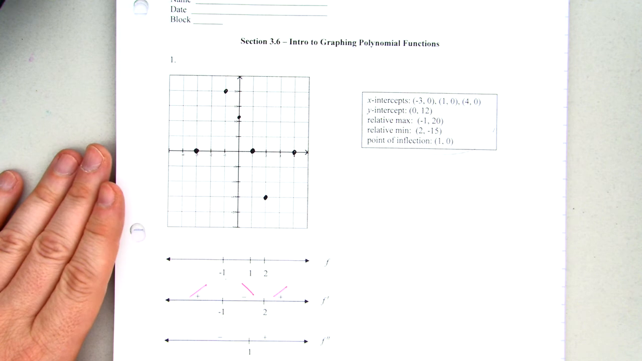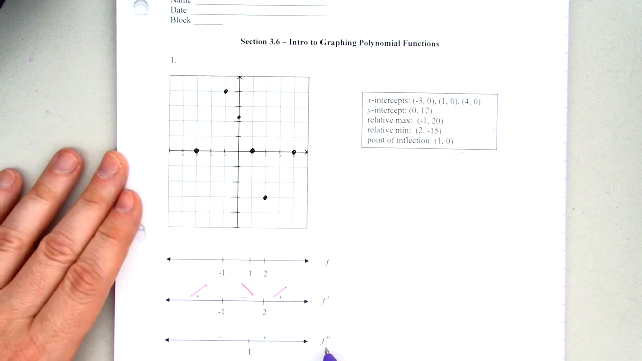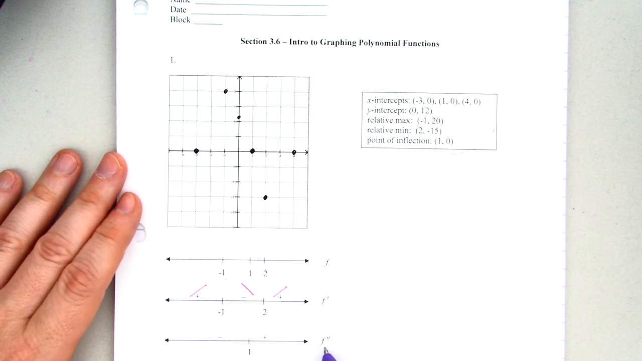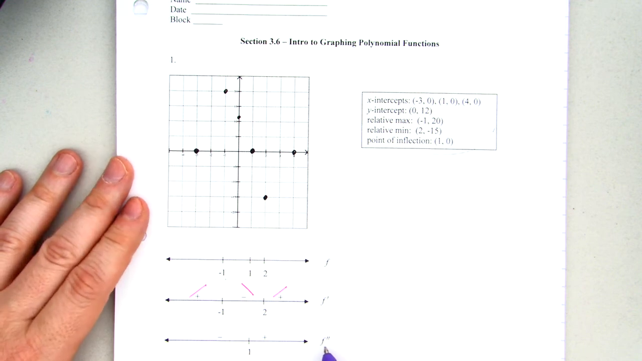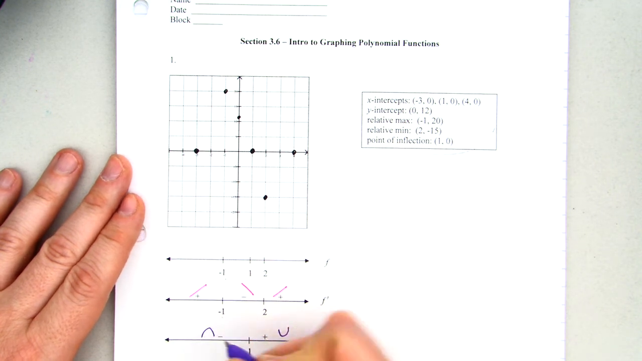And I think I'll use a darker pen for the next one. The number line below that is information about f double prime. Well, I'm going to fill in my concavity symbols. Where f double prime is positive, I'm concave up. Oh, that's darker, I think. Where f double prime is negative, I'm concave down. So I'm going to look like this.